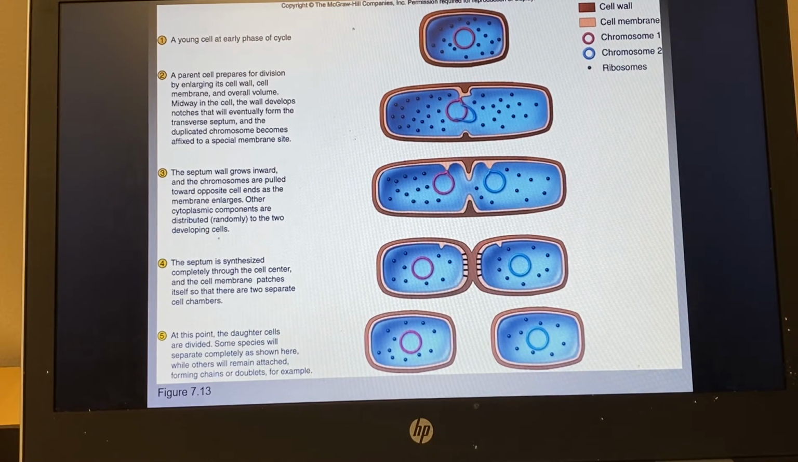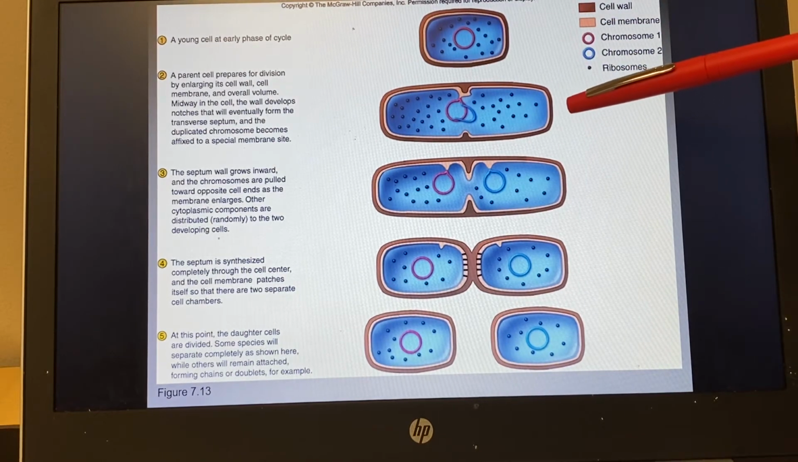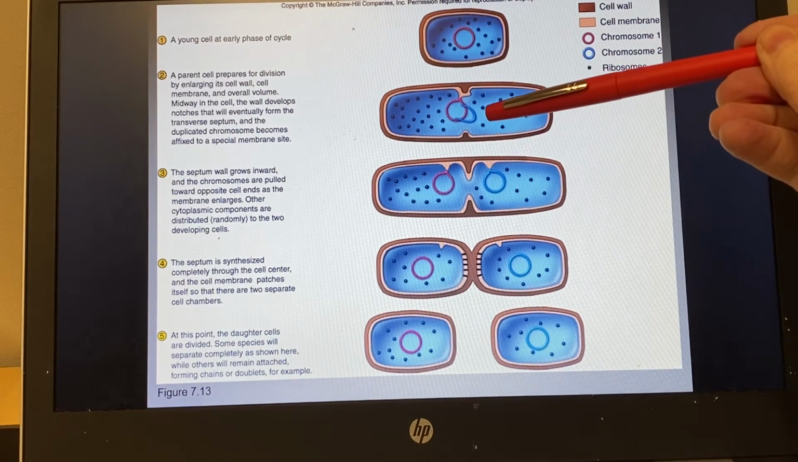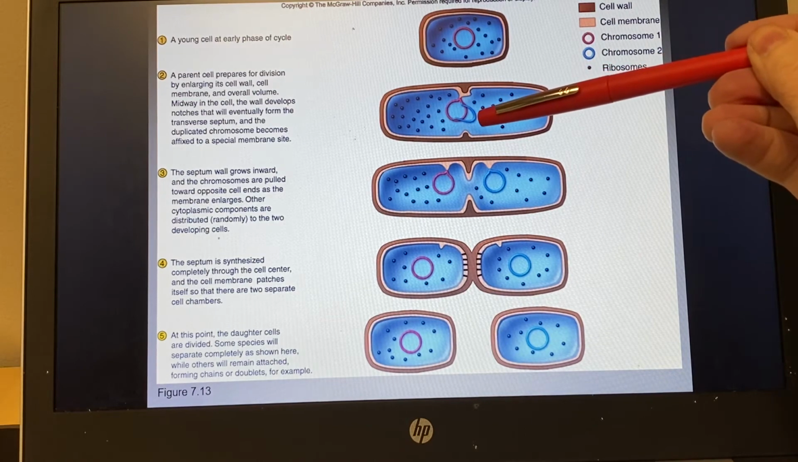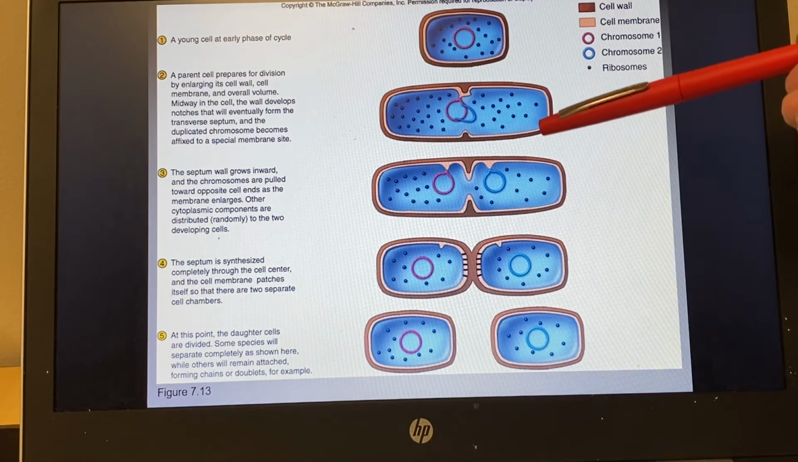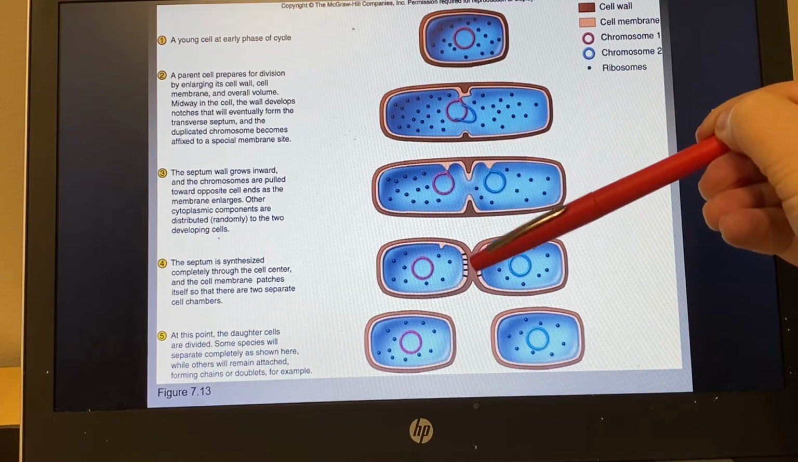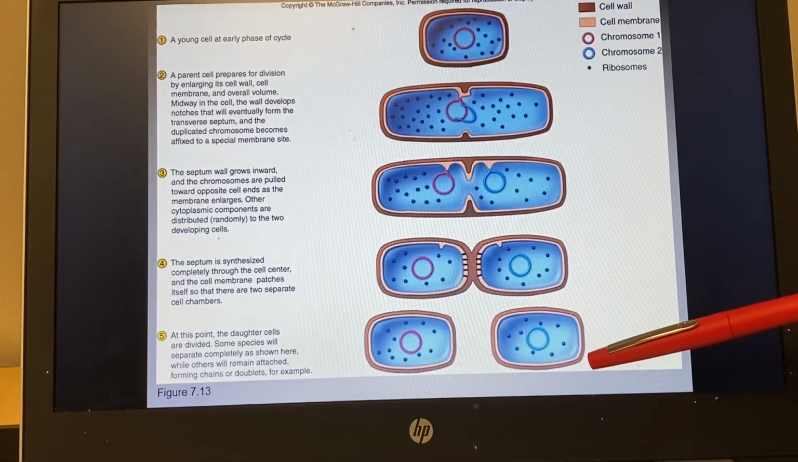For binary fission to happen, basically the cell gets bigger and longer. It reproduces its DNA, so it copies the chromosome, and it makes more stuff. It makes more ribosomes, it makes more components for the cell membrane and the cell wall. And then the cell wall and membrane just grow down the middle, and boom, you're done.